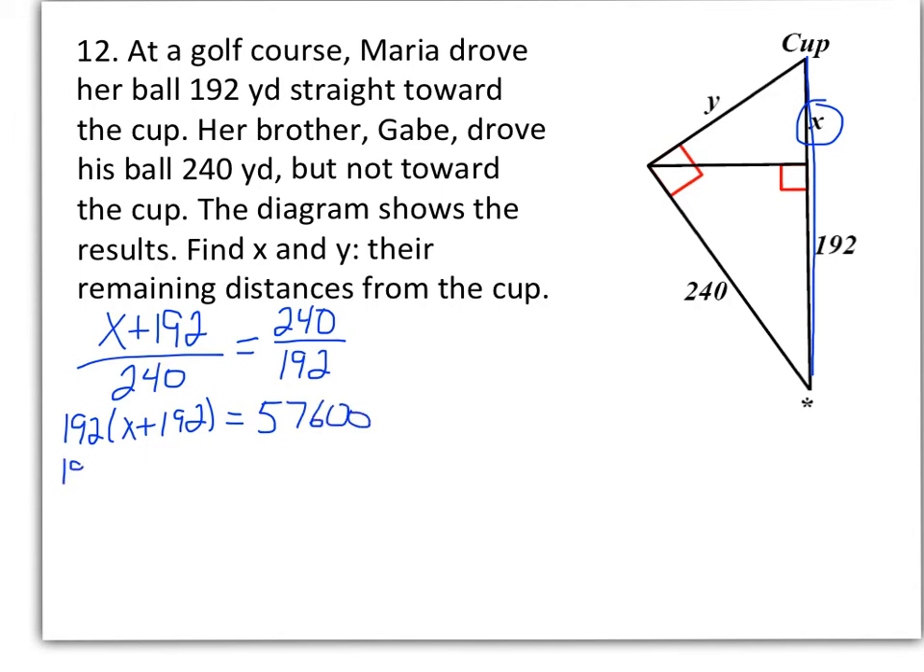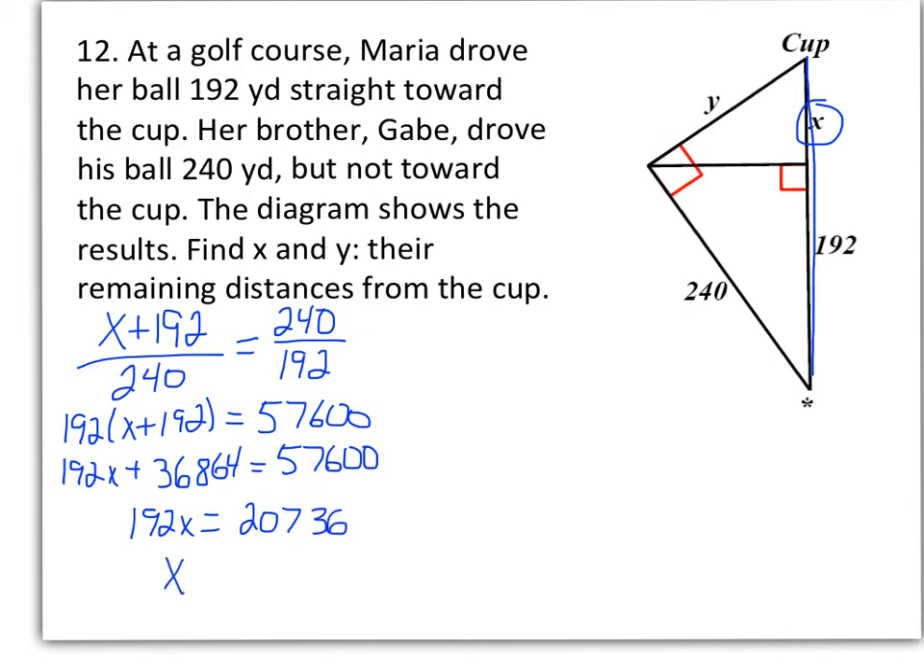Then we distribute on the left. If I subtract to get x by itself, I have 192x equals 20,736. Divide by 192, so x is 108 yards. So Maria has 108 yards left to go.